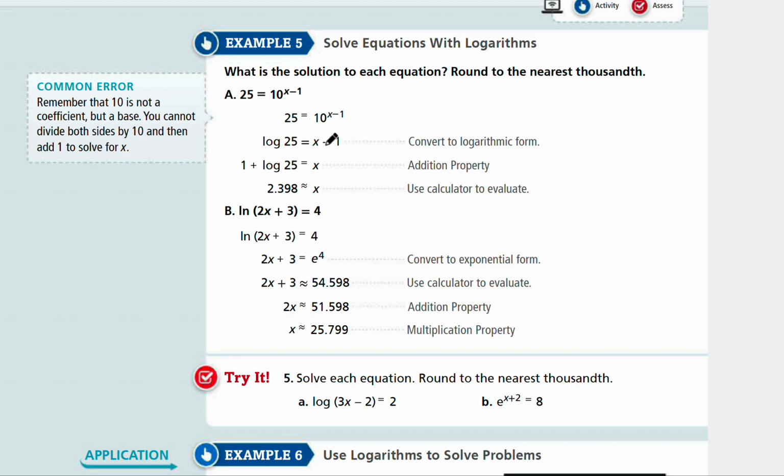And now we have the variable x on a normal level, so on a base level. So log 25 is equal to x minus 1. And so x is equal to log 25 plus 1. And you can plug it into the calculator, which is going to give you about 2.398.